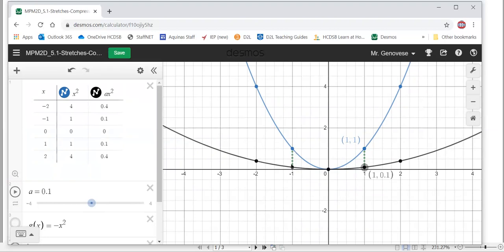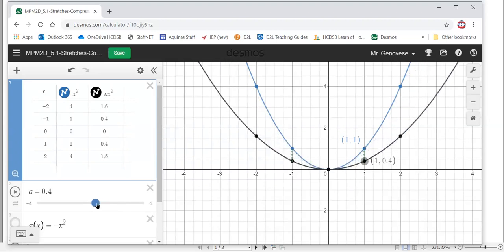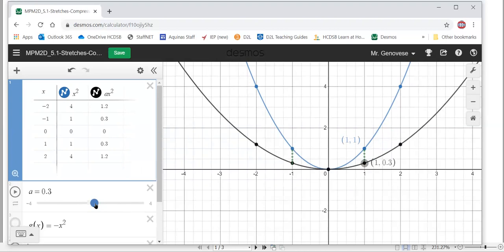So think of compressing something when you push down on a spring, for example. It pushes everything in a downward direction. So again, the black graph is created by compressing the blue graph by a factor of 0.1. Okay, so it's all this language that you really have to get used to. So visually speaking, you always start off with the parent, and depending on what happens to that a value, if the a value gets less than 1, we say that the graph is being compressed.